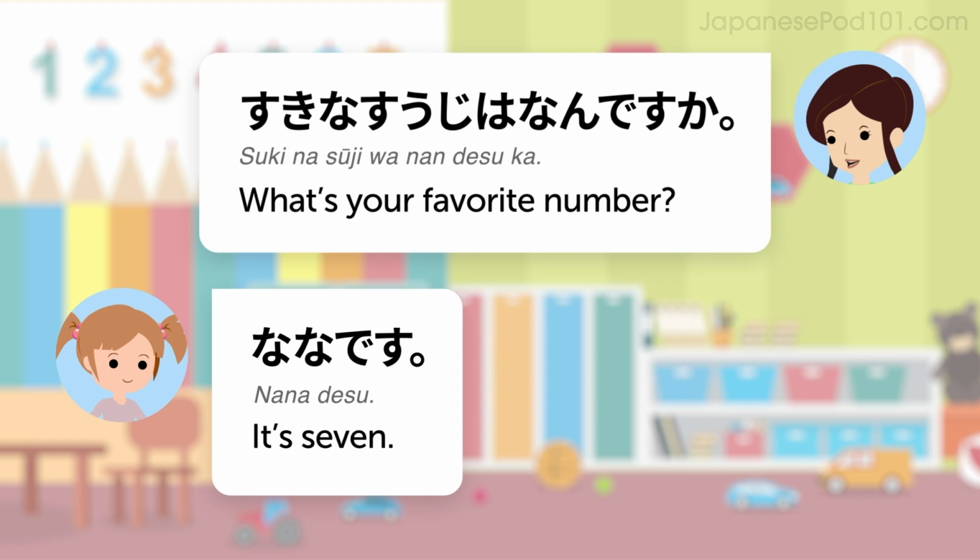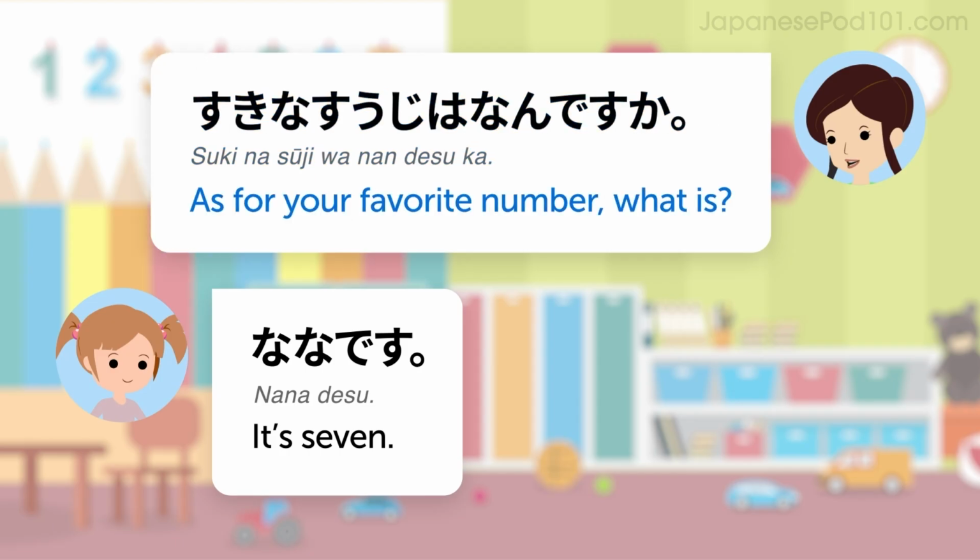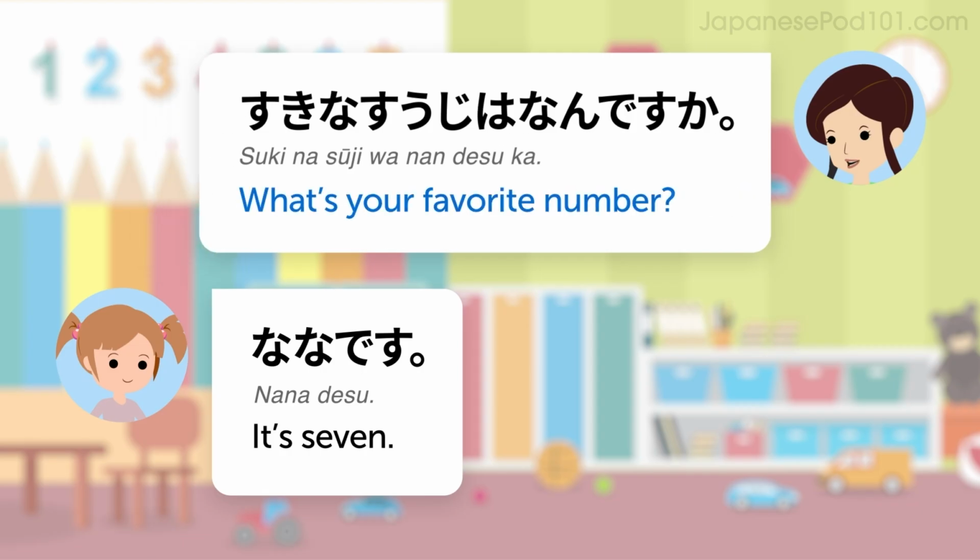First of all, you'll need to learn how to say, what's your favorite number? That's, 好きな数字は何ですか. Listen to it again. 好きな数字は何ですか. This Japanese sentence literally means, as for your favorite number, what is? But it translates as, what's your favorite number?